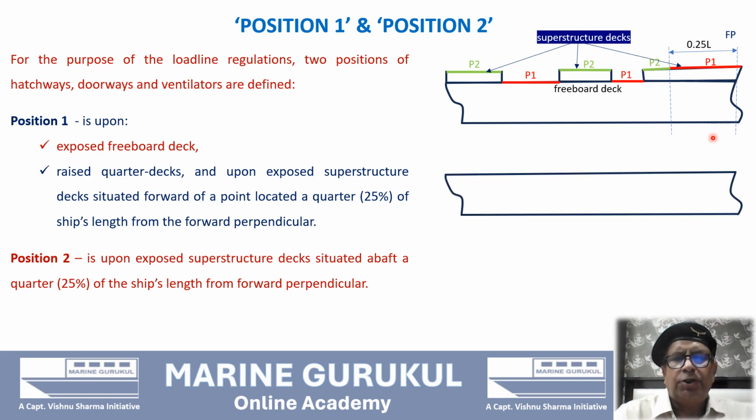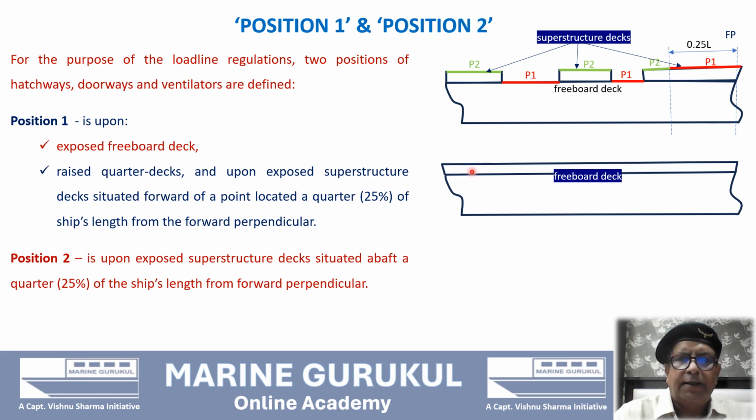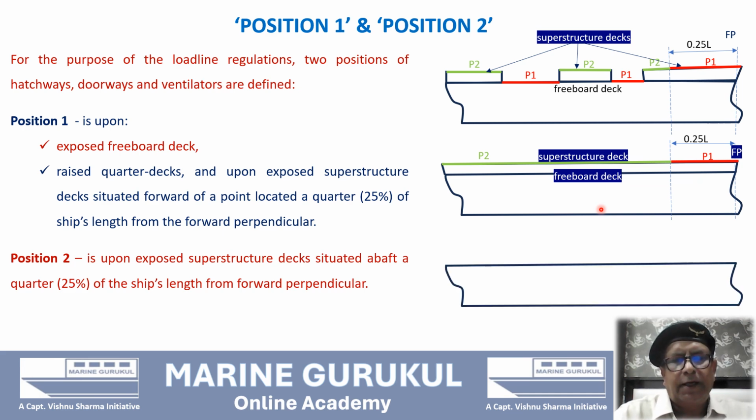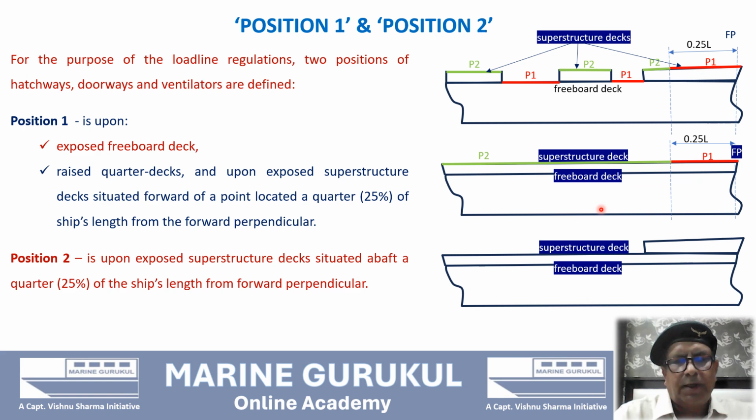We may have another case of a ship, in which we have the freeboard deck fully covered by a superstructure deck. So now there is no part of the freeboard deck which is exposed. On the superstructure deck, the forward 25% of it shall be position 1, you can see, and the remaining would be position 2. We could take another example where we have the freeboard deck covered by a superstructure deck, and this superstructure deck is further covered by another superstructure deck at the forward end.